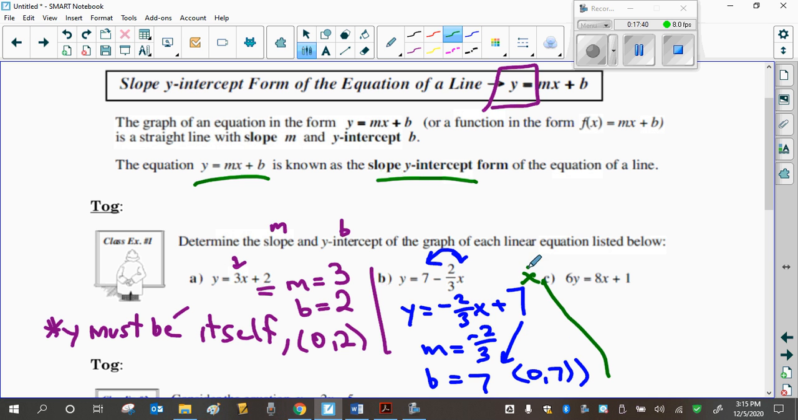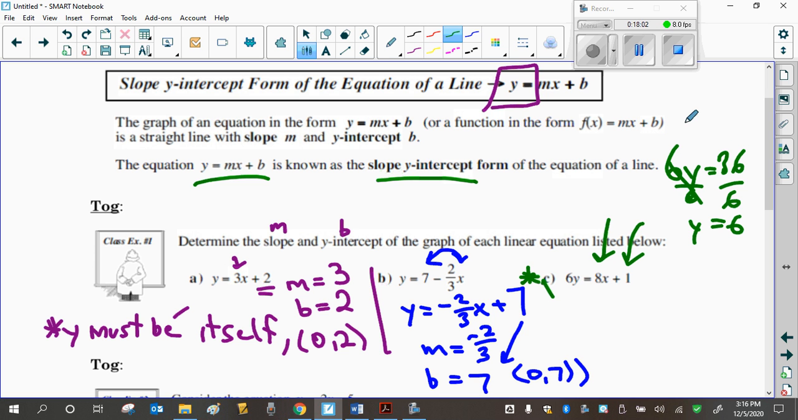This one, very easy to say, oh, slope is 8, y-intercept is 1, and you get 0. You don't want to make that mistake. You have to solve for y first. Just like if you have 6y equals 36, and you divide by 6, and you've been doing that for years now. Anytime you have 6y or 6 times y, you divide by 6. So that's what you do here. You divide by 6, and you divide both these terms by 6.